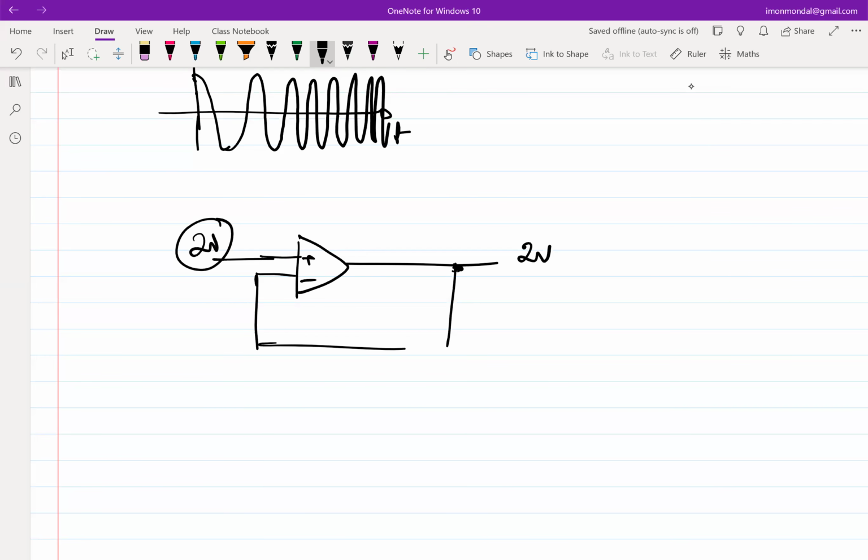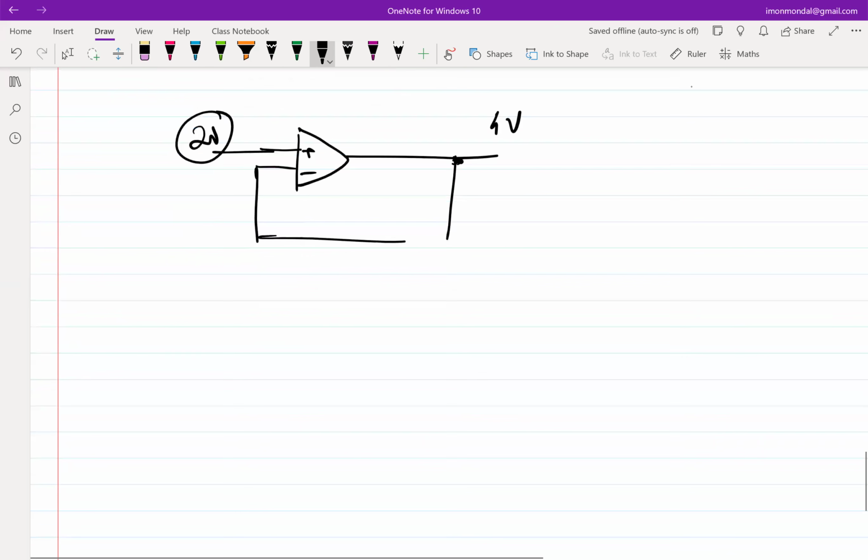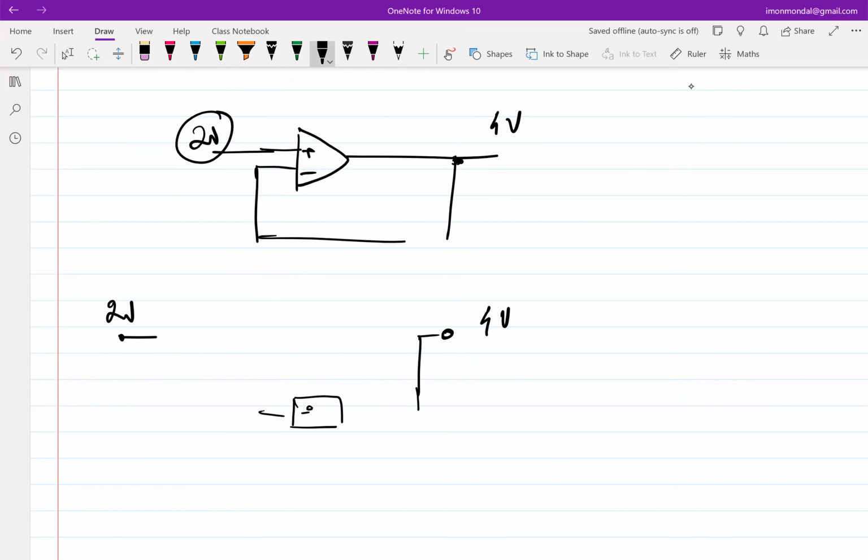A couple of reasons. One is loading, right? And second, you do not necessarily want 2 volt at the output. Let's say I want 4 volt at the output. What are you going to do? Let me sketch it this way. My available input is 2 volt and I want 4 volt. So what do I do? I divide it, some sort of divider, in this case divide by 2, and then compare it.